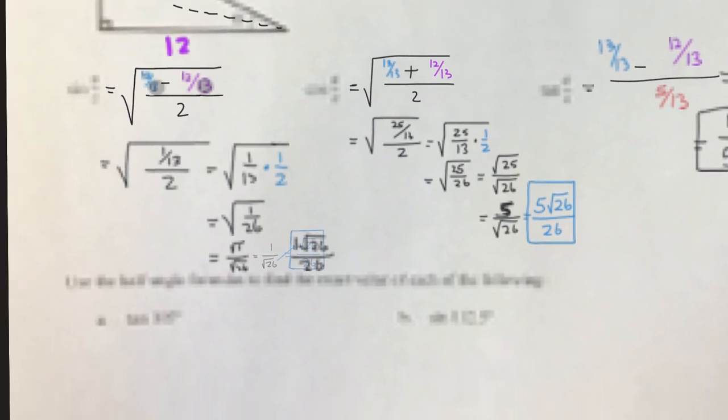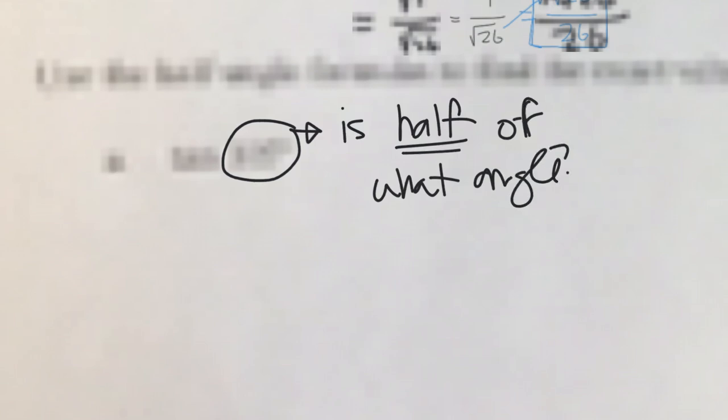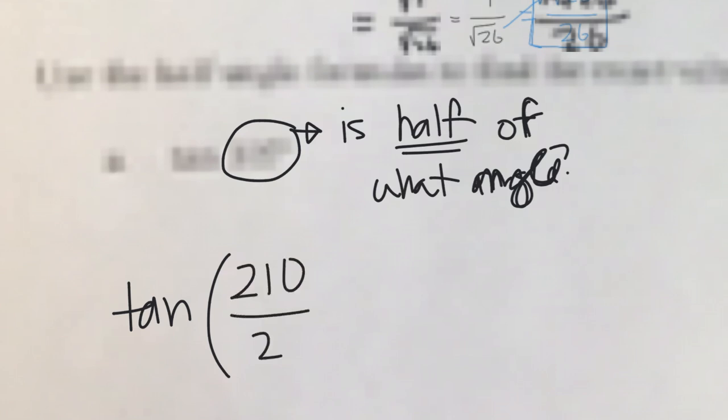Now let's get into how we actually use this. So the angle we want to find is the tangent at 105 degrees. So you need to think to yourself, 105 is half of what angle? 105 is half of what angle? So in other words, just multiply it by 2. If we do 105 times 2, we get 210.